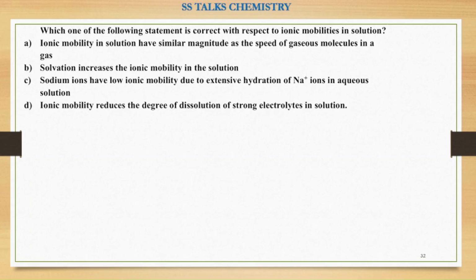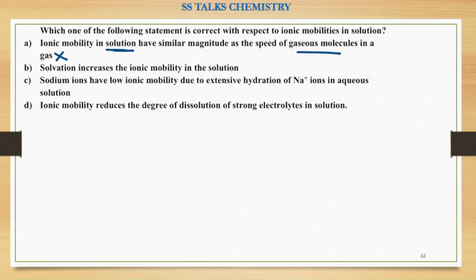Which of the following statements is correct with respect to the ionic mobilities in the solution? The first statement is that ionic mobilities in solution have a similar magnitude as the speed of gaseous molecules in a gas. Ions in solution are of different magnitudes. Obviously, if you take ions from the solution into a gaseous medium, their conductivity is going to be different. So this is not the correct one.